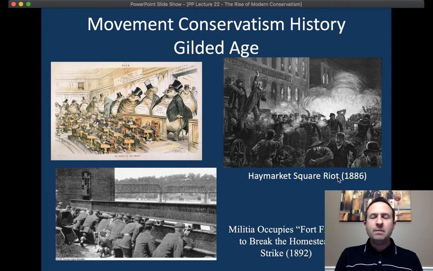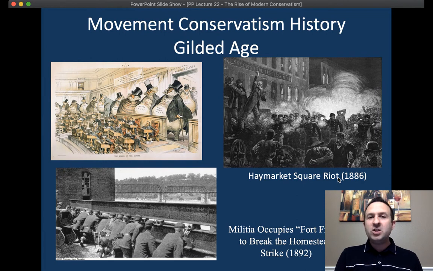So anything, remember, look at your screen right now. You see on the top right, the Haymarket Square riot. Remember, it started because they were protesting for worker rights and workers were killed by the police in Chicago. And then the police came to break up an already dispersing crowd that caused the actual riot. Bottom left, you see Fort Frick at the Homestead strike in Carnegie's Steel Mill in Homestead, Pennsylvania. These are instances where the police, the military, the militia, remember the Great Railroad Strike, you had the Pullman strike.